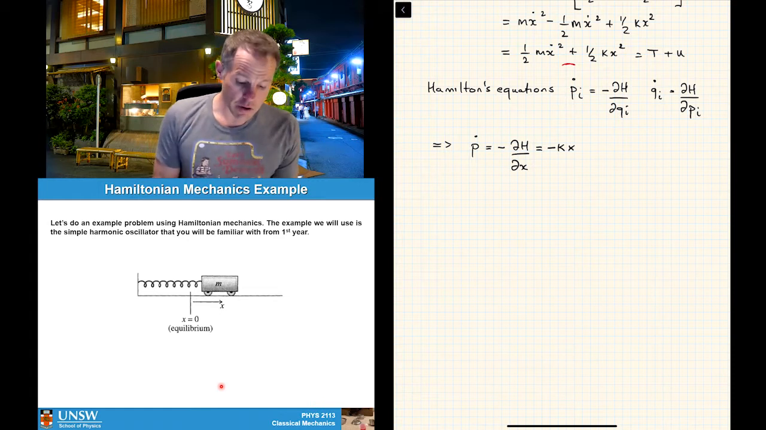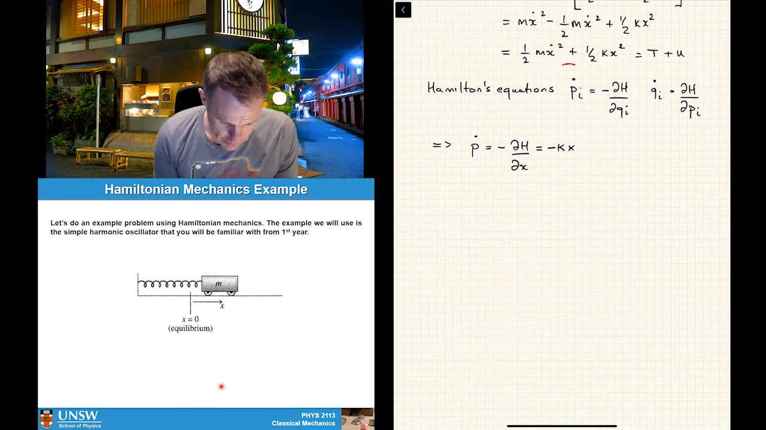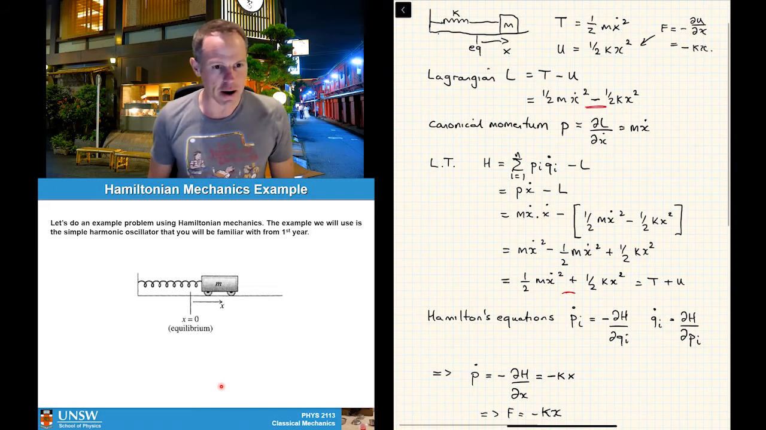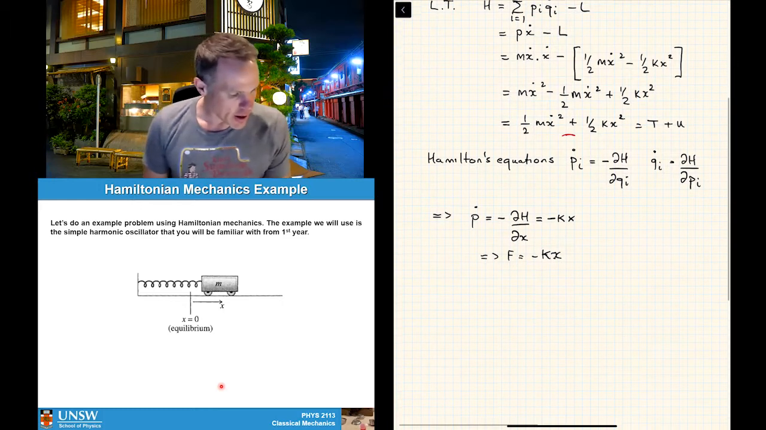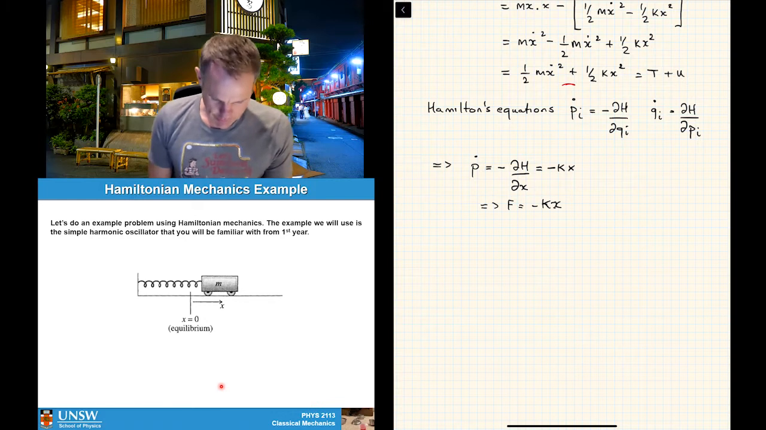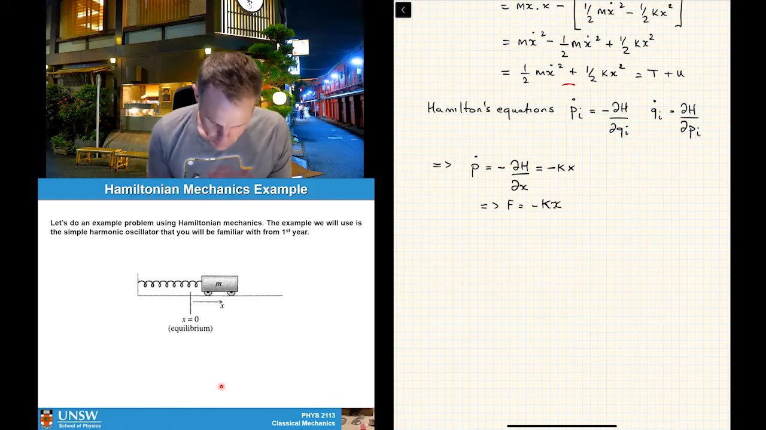The time derivative of the momentum, of course, is the force, right? So what this is really saying here is that the force is equal to minus kx. And that, of course, is what we know because we calculated that right up at the top, okay? So this first Hamilton's equation really is just telling you what the force is in this particular problem. The second one, q_i dot, is now going to be x dot, and it's going to be equal to dH on dp.